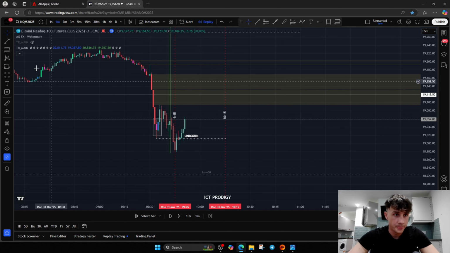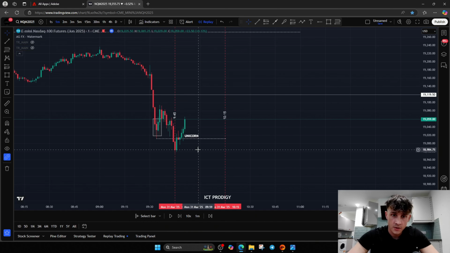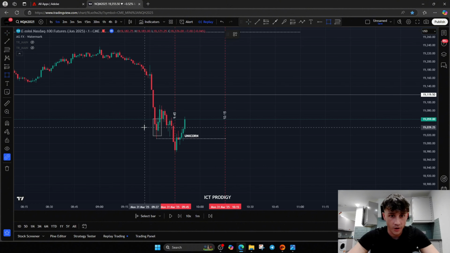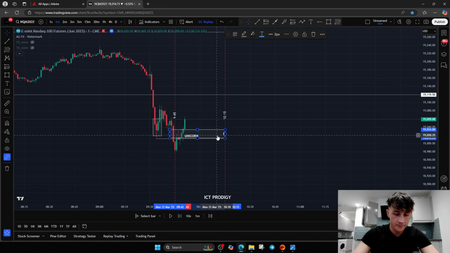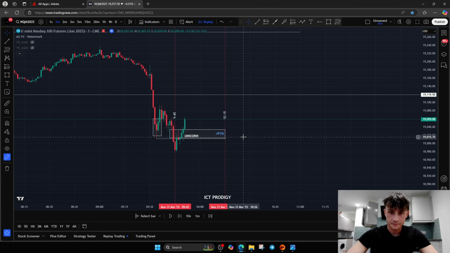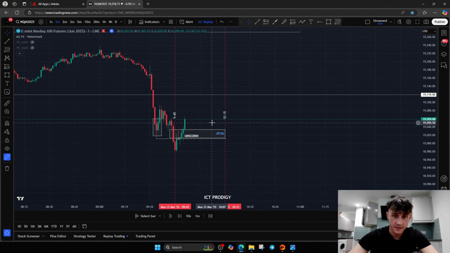All right, guys. So let me turn off this, make it a little bit clearer. What can we see that's happening inside of this zone right now? We have an inversion fair value gap inside of that area that has now been completely disrespected. So the inversion fair value gap has been disrespected, and we've also had a displacement higher.